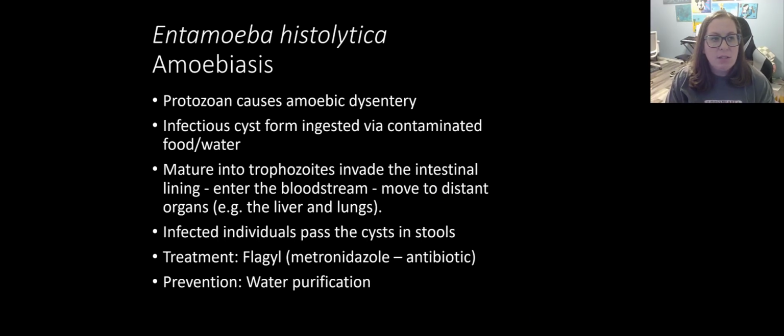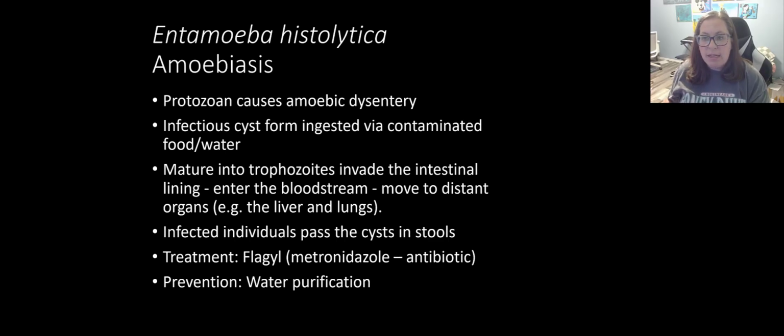So amoebiasis is the next one, and this protozoan is what causes amoebic dysentery. It's an infective cyst from ingested contaminated water or food. We see that it will mature into the trophozoites and then invade the intestinal lining specifically. Now, it can enter the bloodstream and move to distant organs like the liver and lungs as well, but normally it stays within the digestive system, but it could spread. Infected individuals can pass the cysts in their stool. And treatment, again, is similar to what we saw before with the Flagyl and the metronidazole. We also see water purification is the best way to help with this type of infection as well.